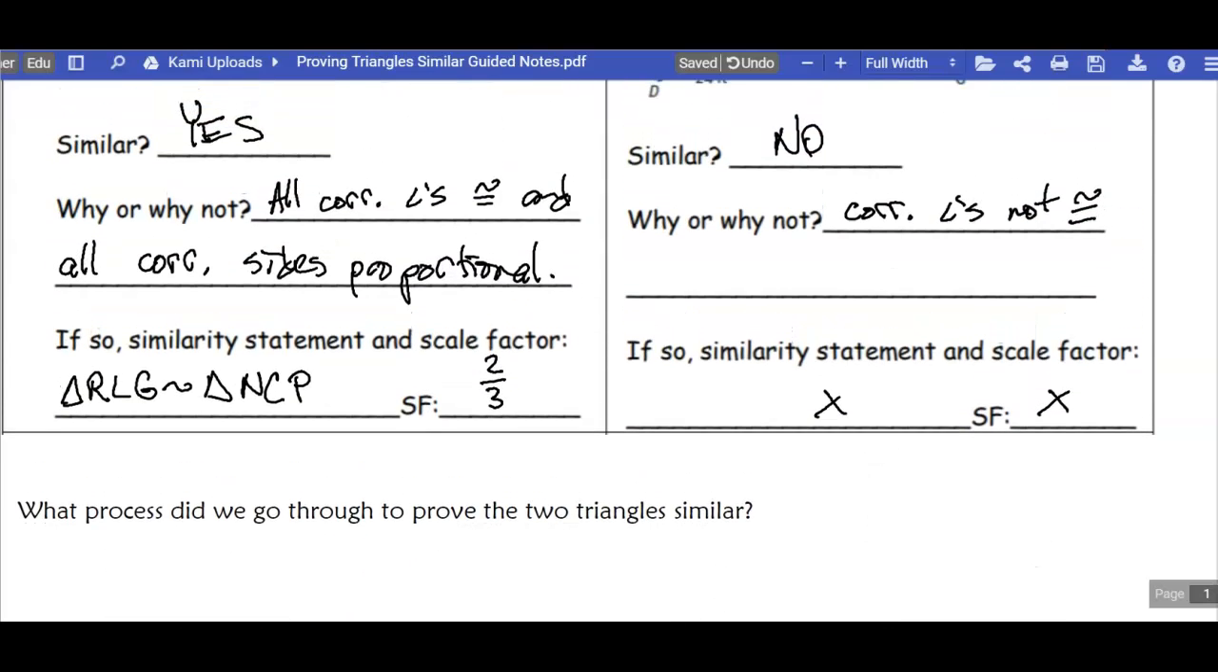I'm going to end this video here, and we will continue in the next video talking about a specific method that we can use to prove triangles similar without having to look at all three sides and all three angles every single time. It'll make our lives a lot easier to prove triangles similar with this one particular method.